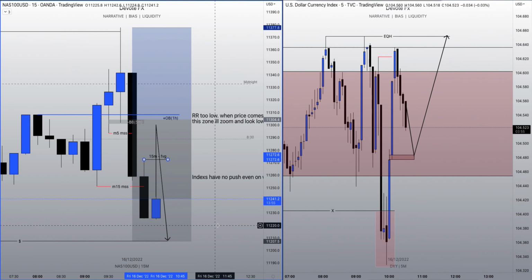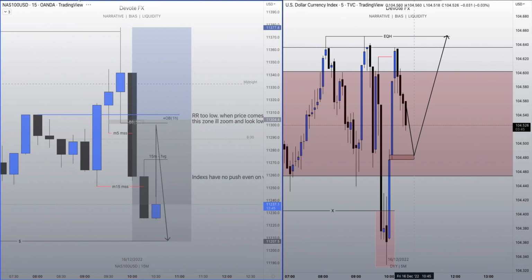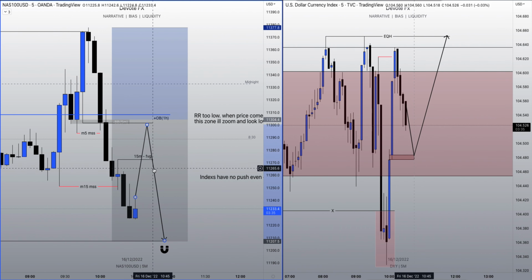As you see, index markets are reluctant to push higher even against weak dollar here.